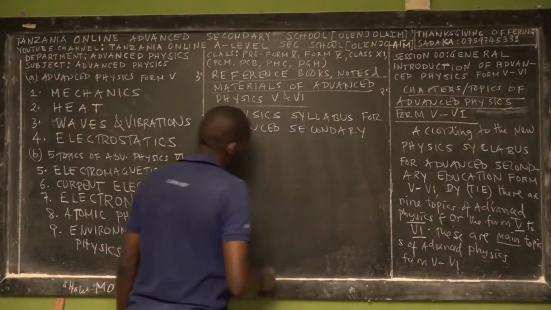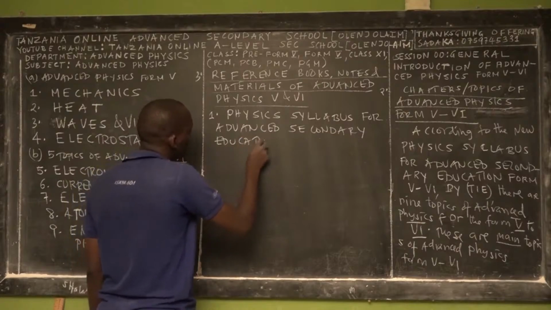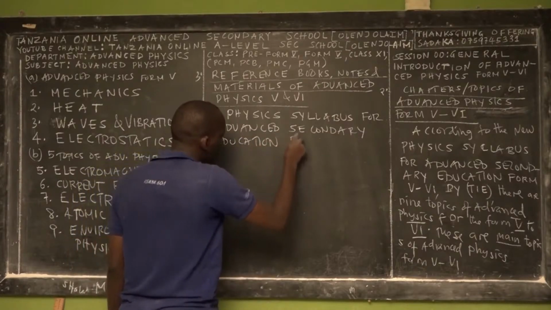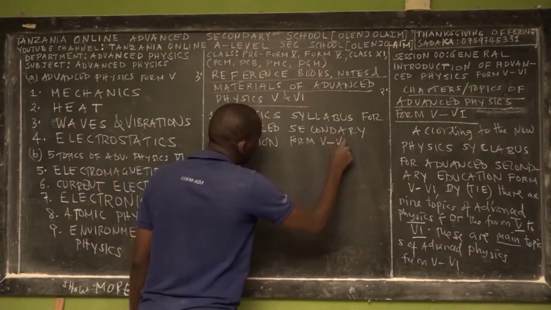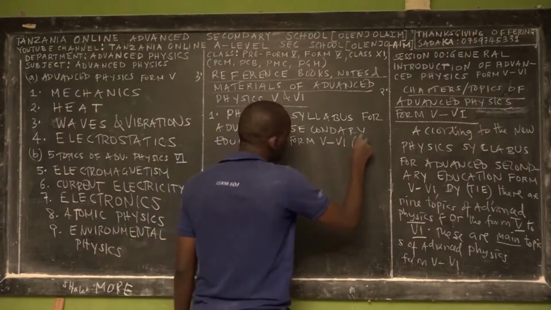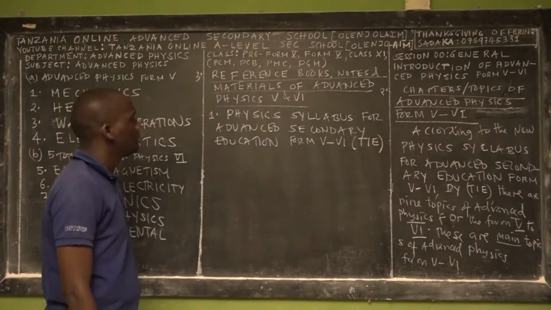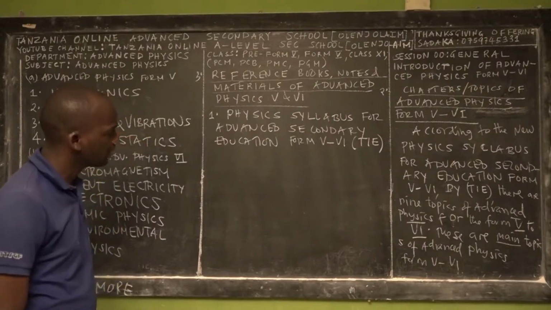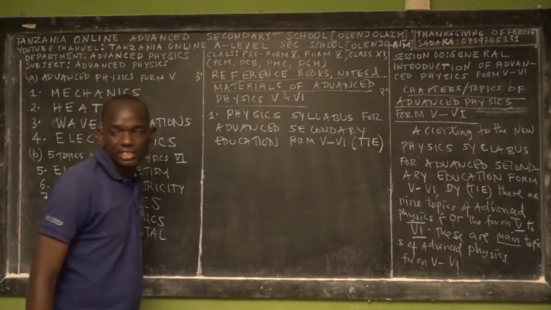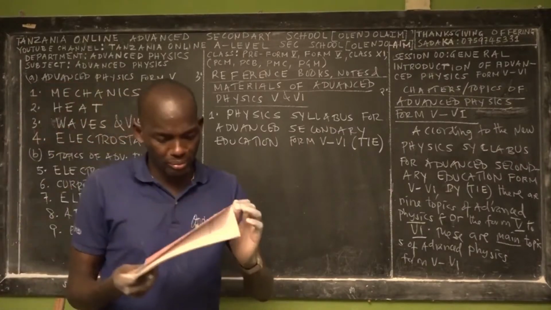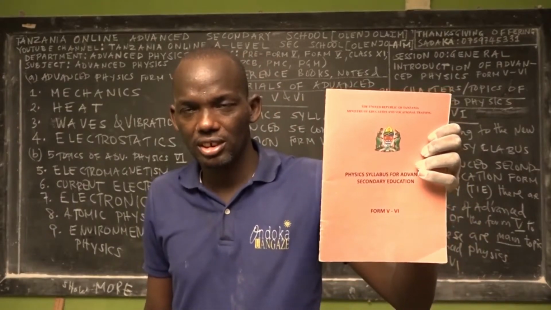The syllabus for advanced secondary education from Form 5 to Form 6. This is by the Tanzania Institute of Education. Physics syllabus for advanced secondary education from Form 5 through Form 6. And I recommend this to every student who studies advanced physics.